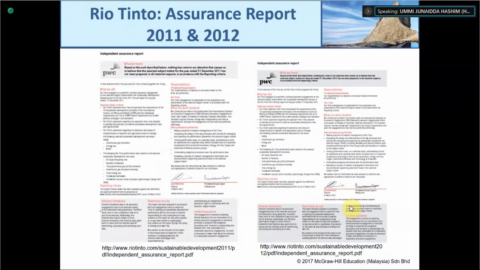Then the third point is Rio Tinto's assertion regarding the existence and status of implementation of systems and approaches used to manage the following selected sustainable development risk areas: safety, greenhouse gas emissions, energy use, and water. And the following Rio Tinto performance data related to the selected sustainable risk areas. So they provide the sustainable development data, such as the number of fatalities and greenhouse gas emissions, and then the reporting criteria. The subject matter has been assessed against the definitions and approaches presented. So they provide the link to what they assessed.